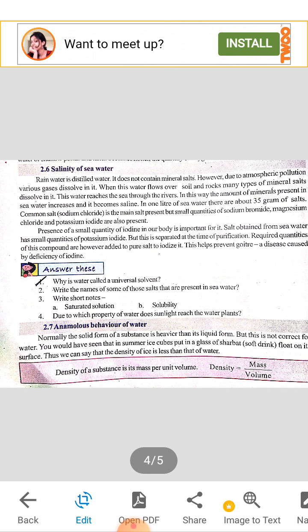Because it evaporates in the atmosphere. Then, by the atmospheric pressure, it cools down and falls. So it is distilled water. But we cannot use rainwater for drinking.